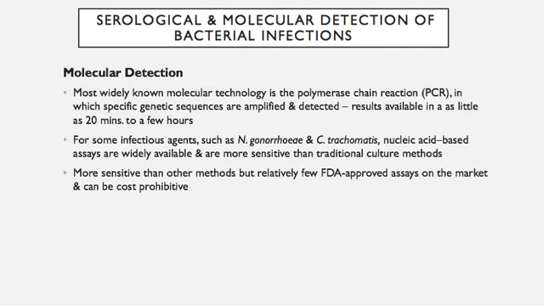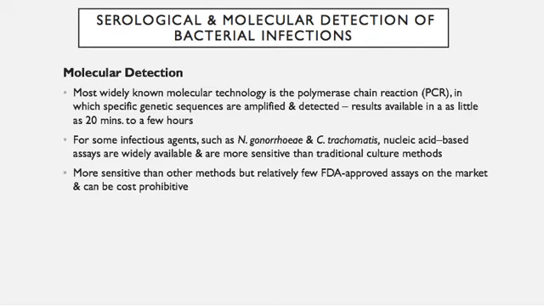For some infectious agents, such as Neisseria gonorrhea and Chlamydia trachomatis, nucleic acid-based assays are widely available. They're more sensitive than those traditional culture methods. And then just generally speaking, molecular methods are going to be more sensitive than other methods, but there are not a ton of FDA-approved assays on the market, and the cost can be prohibitive.